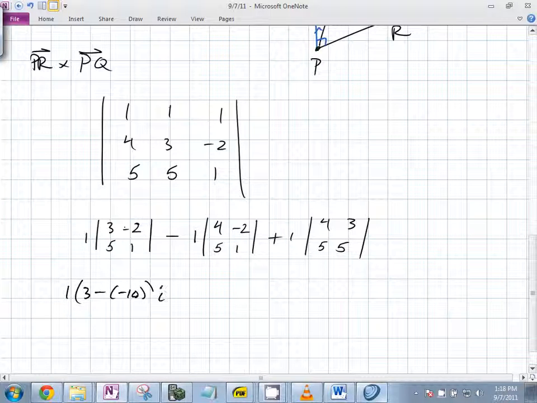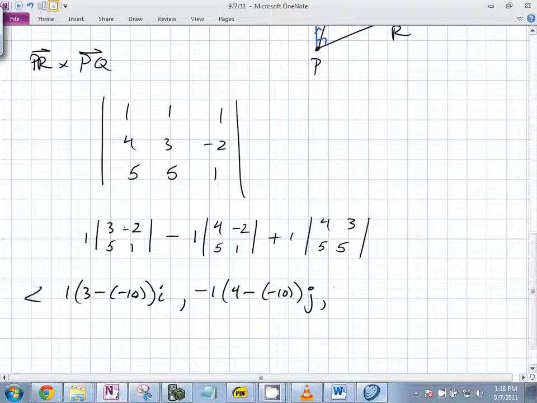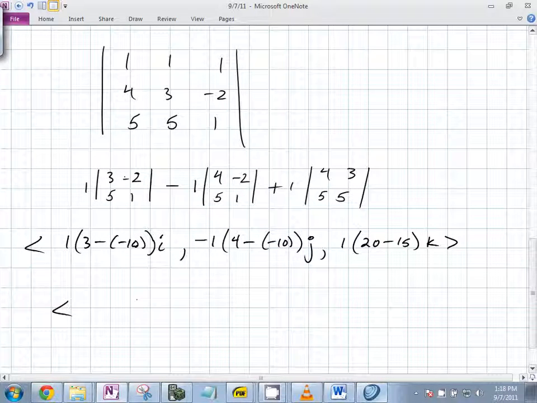i. And then what's the j? So it's going to be negative what? 1 times 4 minus what? -10 again. j, comma, 1 times 20 minus 15. Okay, so what do you end up with? You end up with 13i, -14j.